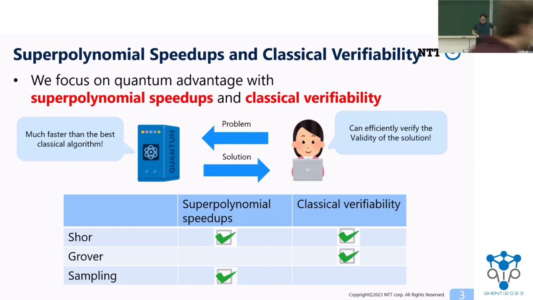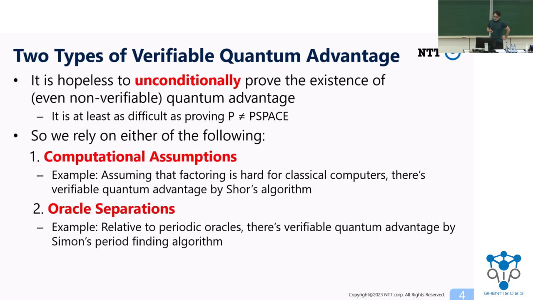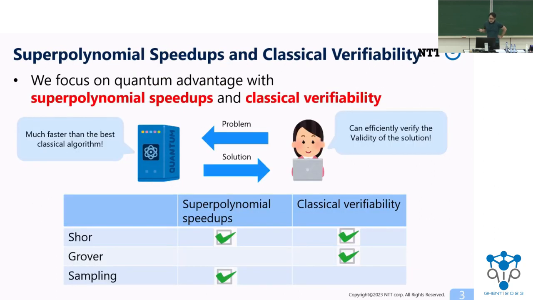And for sampling, there are several examples of sampling tasks for which we have evidence of super polynomial speedups, but we don't know how to classically verify that, because even if we are given some string that is supposed to be sampled from some distribution, basically there's no way to check that it was really sampled from that distribution. And so especially in this work, we focus on this kind of quantum advantage, and simply I say verifiable quantum advantage.